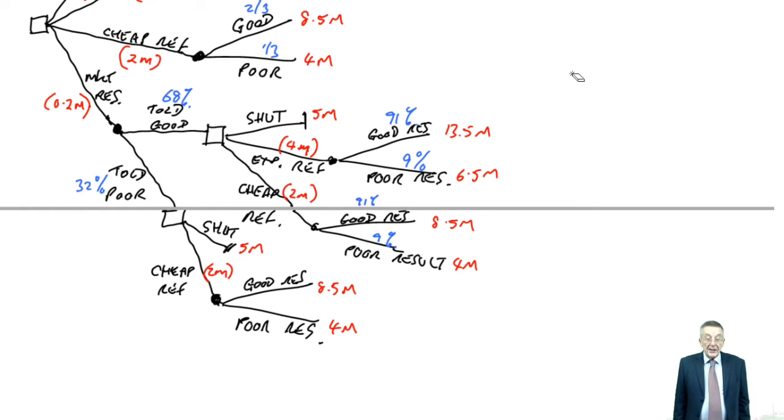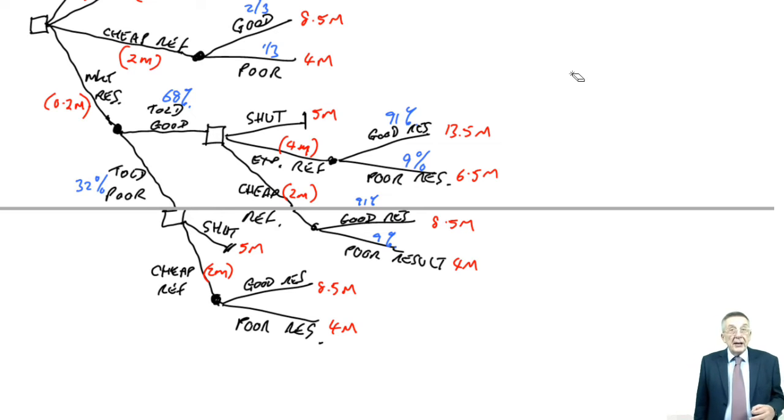And last of all, for this bit, suppose the research says it's going to be a poor result. Again, it's not guaranteed that they're right, but it says if it indicates a poor result, the probability that it actually turns out to be good is 13%. So it turned out we were only going to consider cheap refurbishment, but there's a 13% chance they were wrong and the result is actually good. But of course, more likely, 87% chance that they were right, 100 minus 13, and it's a poor result.